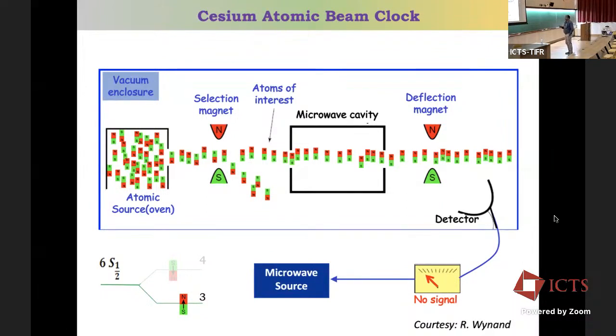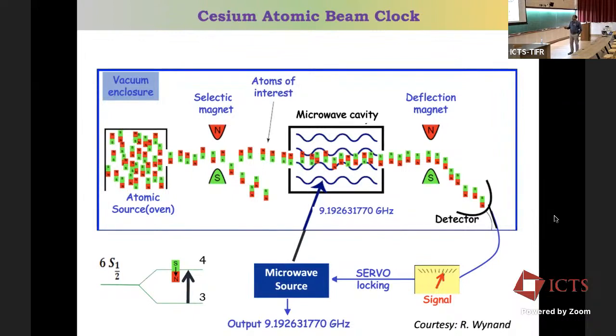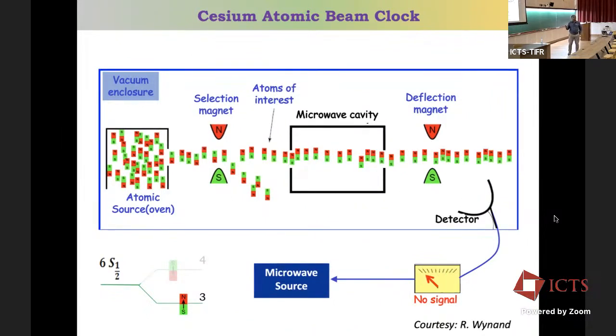Then you are taking these atoms into the microwave cavity where you apply microwave. If your microwave frequency is proper, which means the microwave frequency is on resonance between these two states, then they will excite these atoms to the F equals 4 state, right? So what will happen if the frequency is right? It will excite the atom to the excited state. Then in the second stage of this deflection magnet, which is Stern-Gerlach again, it will deflect back. If it is not at the right frequency, they will just go in a different direction.